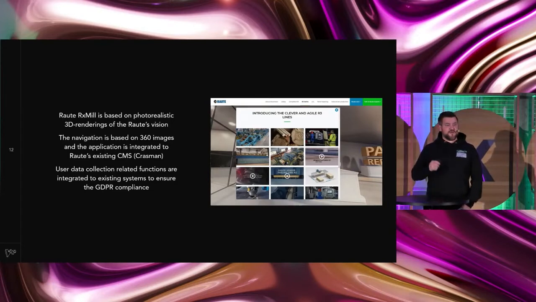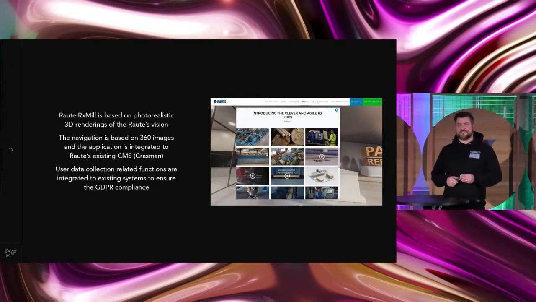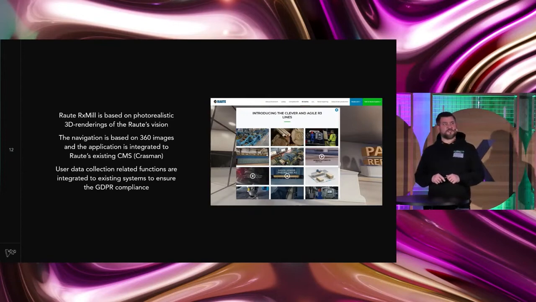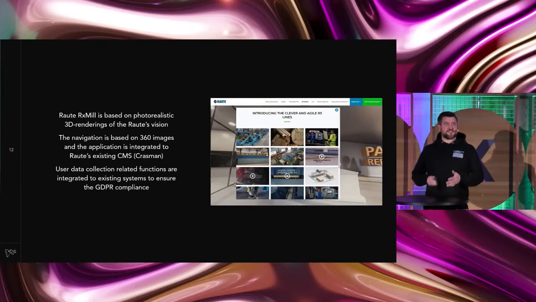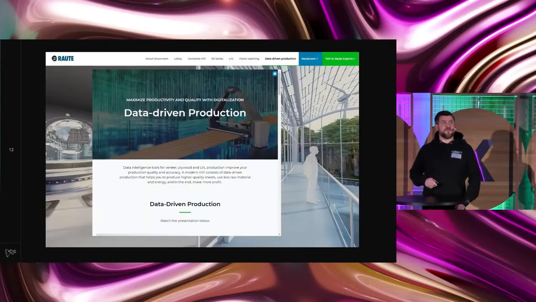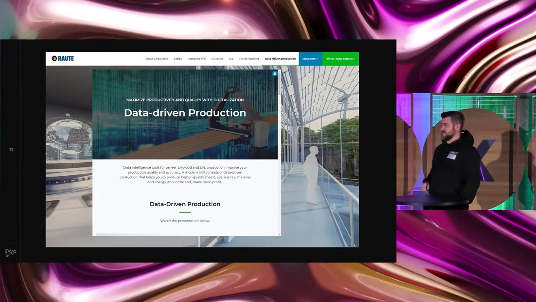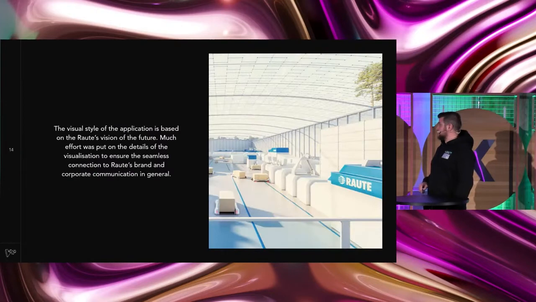There was a really high requirement for data collection from this solution, and that's why we created the architecture so that everything would integrate with the existing systems. Raute is a public company, so there are really high cybersecurity policies and GDPR issues, and we didn't want to take any risks. We wanted the architecture to be as risk-free as possible. This is a screenshot of what it looks like when you open the content, but it is all online, so you can check it there.